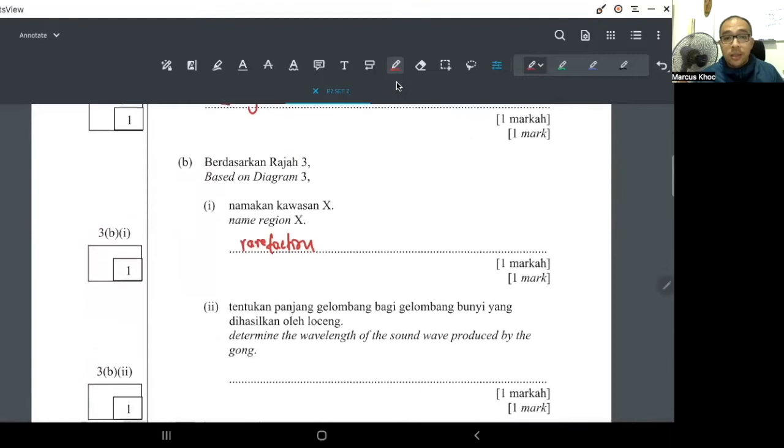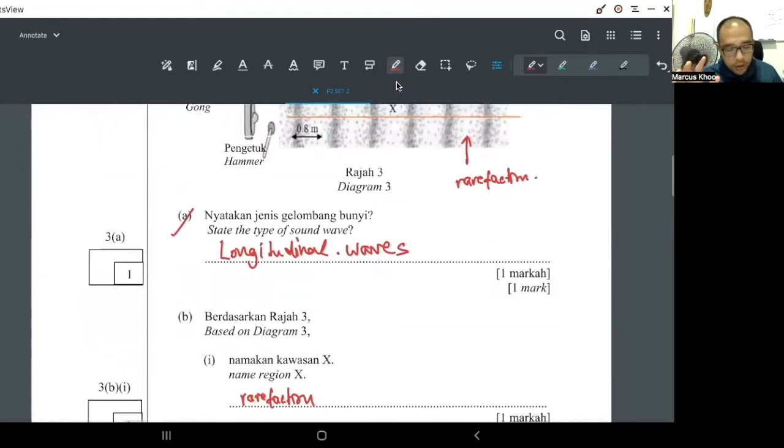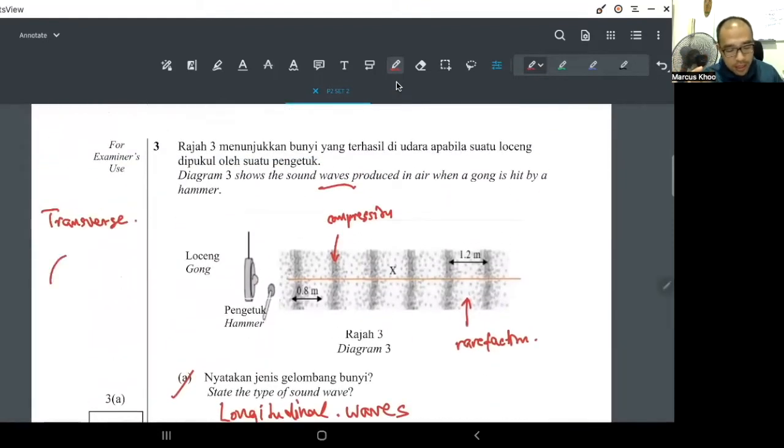Now, determine the wave. For a transverse wave, since it is up and down, the up part could be called the crest, and the downhill we call the trough. Just so that you know the difference between the two. Transverse has crest and trough. Longitudinal has compression and rarefaction.